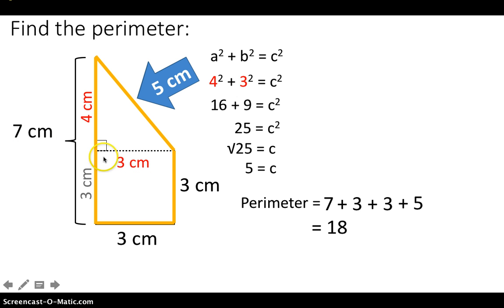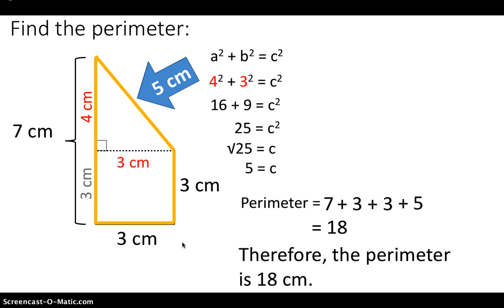Notice that I didn't include this dotted line in the middle because it's not part of the perimeter. The perimeter is only the outside of the shape. Awesome. Okay, because I was given all those measurements in centimeters, my final answer needs to be in centimeters. So I say, therefore, the perimeter is 18 centimeters.